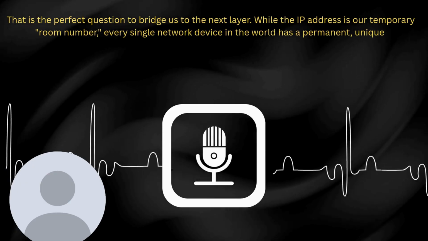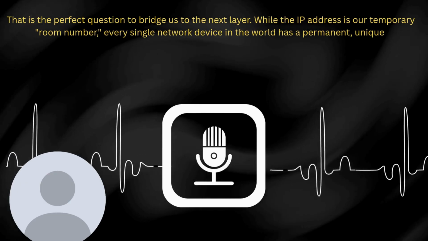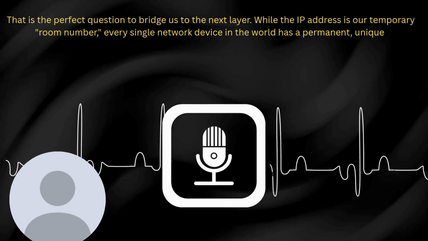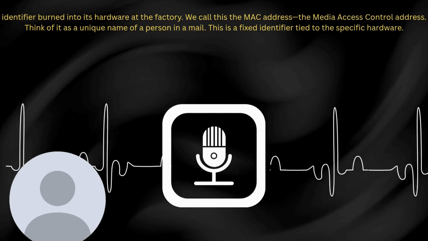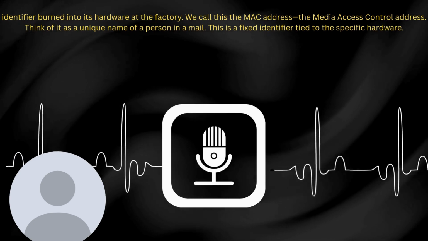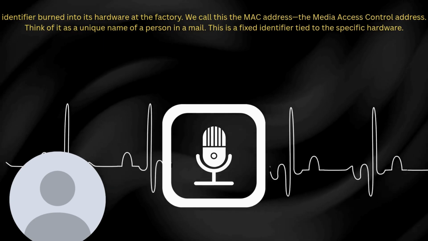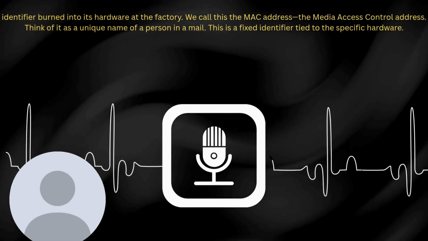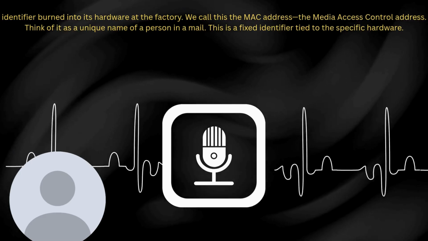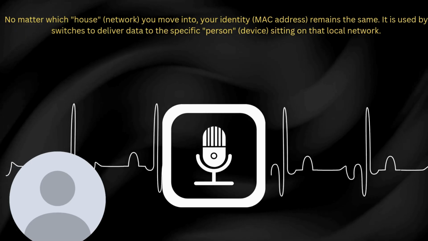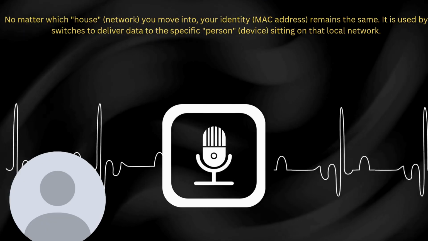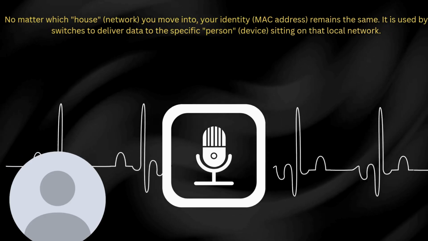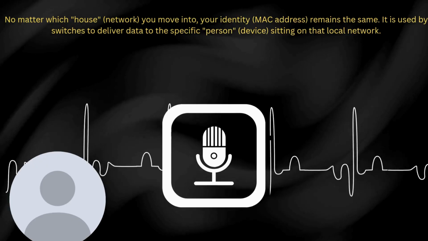It's the perfect question to bridge us to the next layer. While the IP address is our temporary room number, every single network device in the world has a permanent, unique identifier burned into its hardware at the factory. We call this the MAC address, the Media Access Control Address. Think of it as the unique name of a person in a mail. This is a fixed identifier tied to the specific hardware. No matter which house network you move into, your identity, MAC address, remains the same. It is used by switches to deliver data to the specific device sitting on that local network.